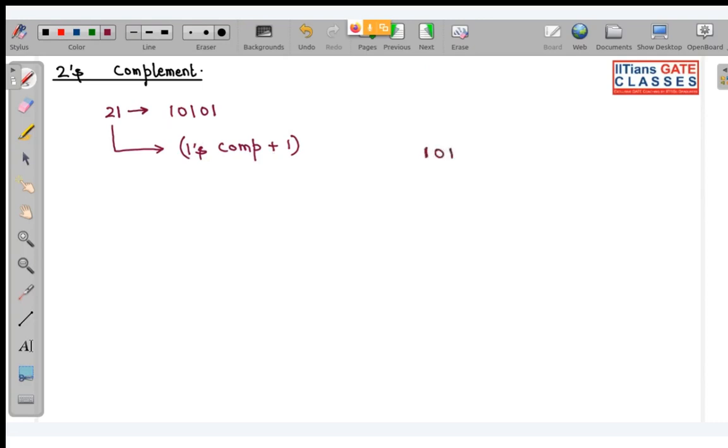Now if I want to calculate the twos complement, this is the binary equivalent of 21. First you need to calculate the ones complement, which will be 0 1 0 1 0. Now to this add 1. If you add 1, this will be 1 1 0 1 0. So this is your twos complement. Is this clear? Okay, fine.